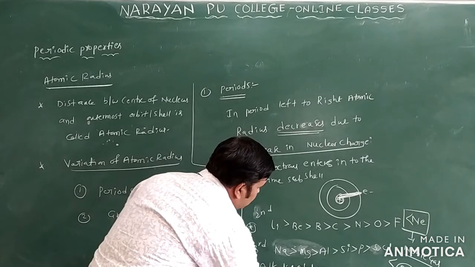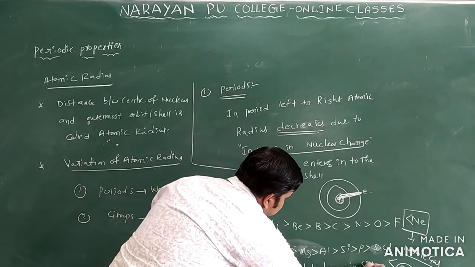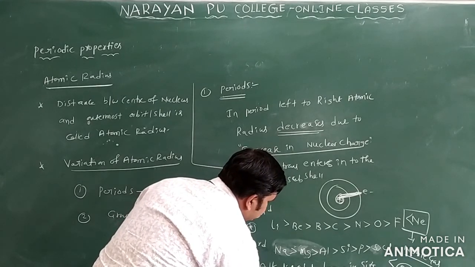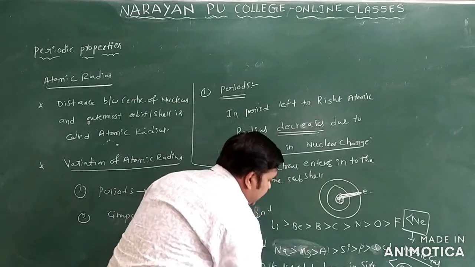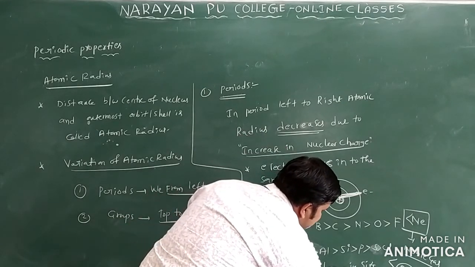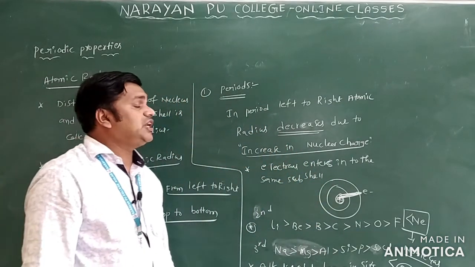Alkali metals are large in size only. And one more, halogen. If we take halogen, what is it? Halogen is smallest in size only. So this is regarding the variation of atomic radius in periods only.